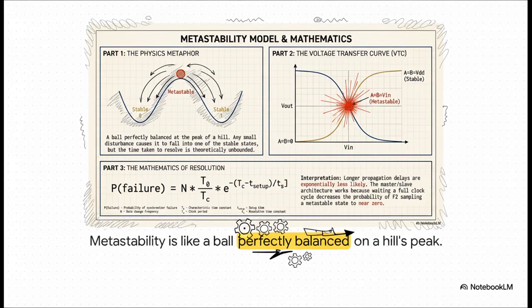Probably the best way to picture this is the classic ball on a hill analogy. Think about it. A stable state, a 0 or a 1, is like the ball resting safely in a valley. But a metastable state, that's like balancing the ball perfectly right on the tippy top of the hill. You know it's going to fall one way or the other, eventually, but the time it takes to actually decide and roll down is theoretically unbounded. And that kind of uncertainty is absolute poison to a system that needs picosecond precision.